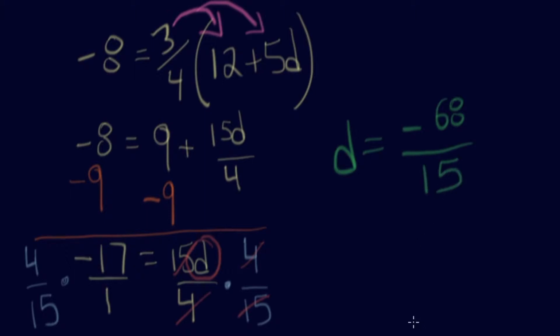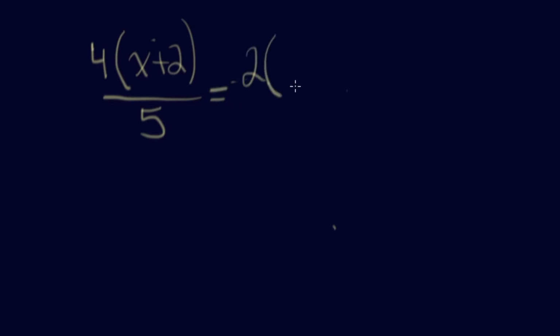There you go. So let's take a look at another question involving a fraction. Let's start off with 4 bracket x plus 2, and let's put it all over 5, and let's have it equal to 2 bracket x plus 1, all over 7.